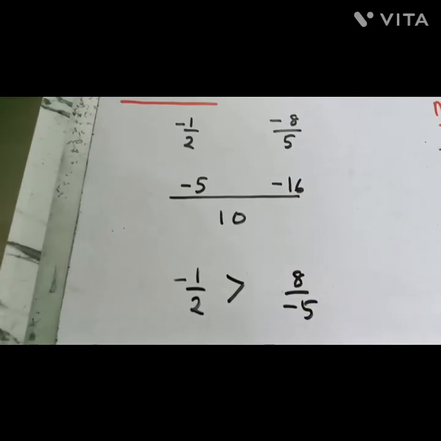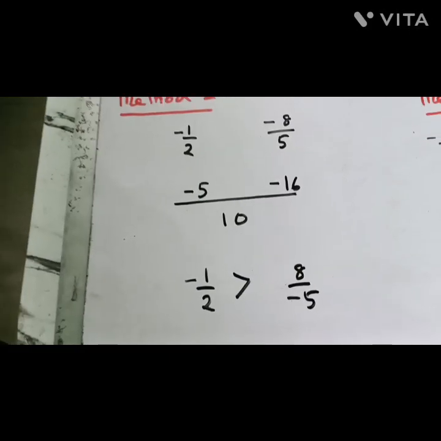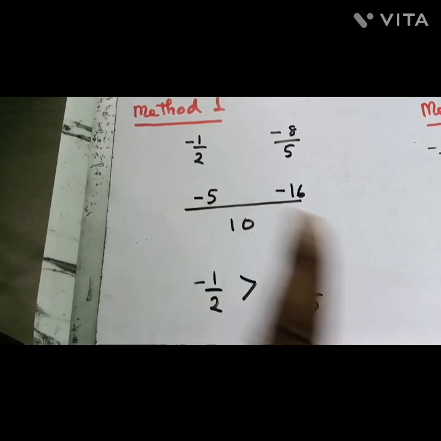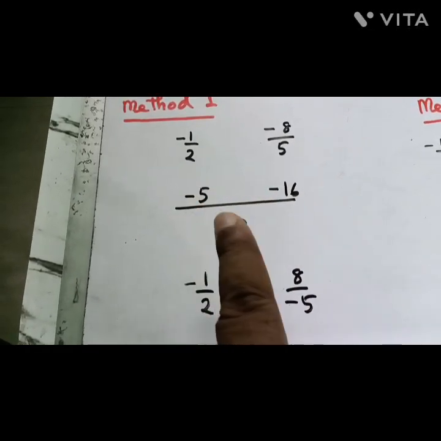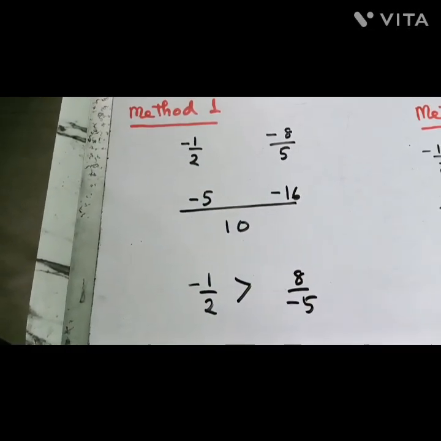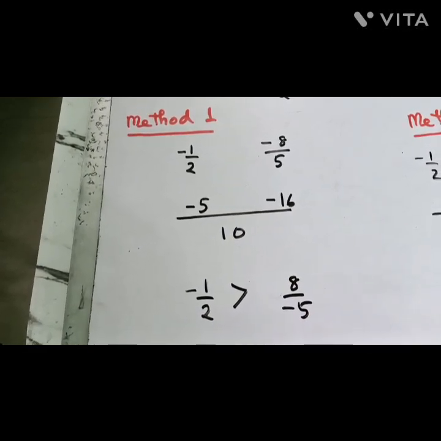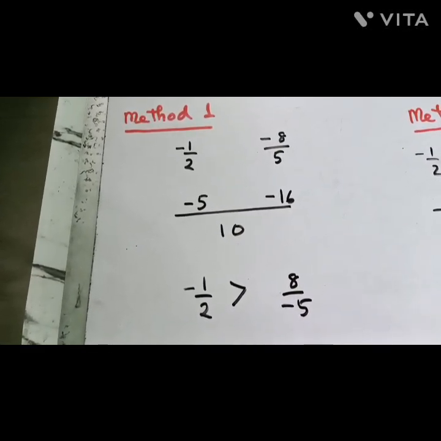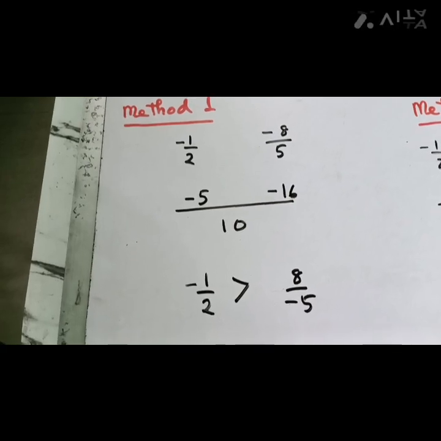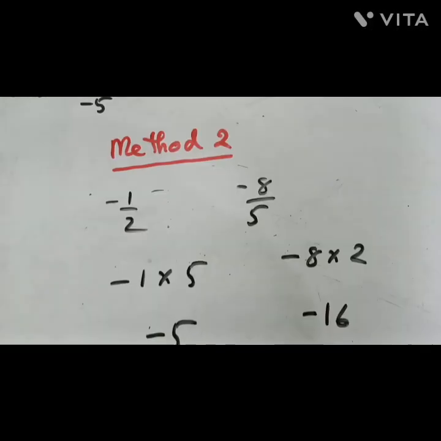Now both are negative, but obviously minus 5 is greater than minus 16. So minus 5 represents minus 1 by 2 and minus 16 represents 8 by minus 5. So minus 1 by 2 is greater than 8 by minus 5. This is method number 1.